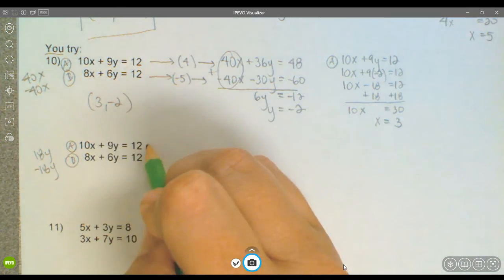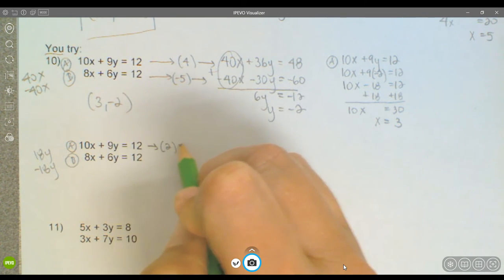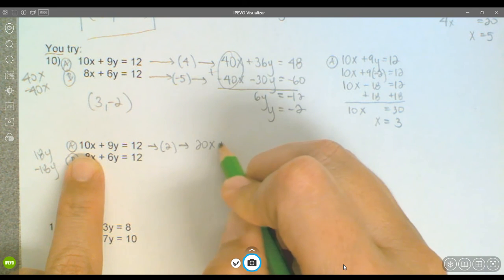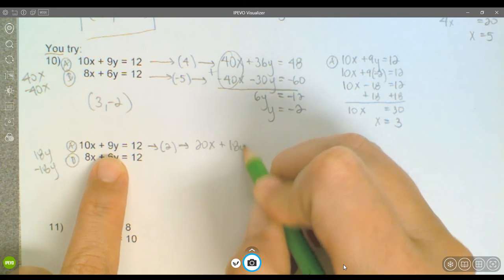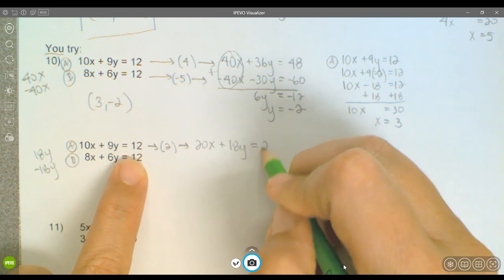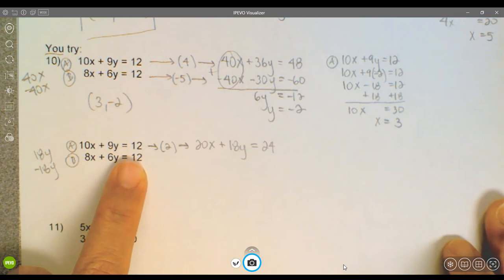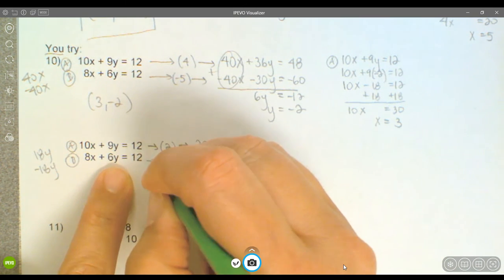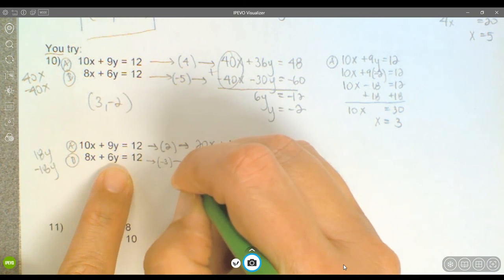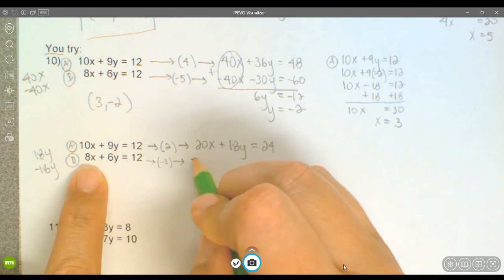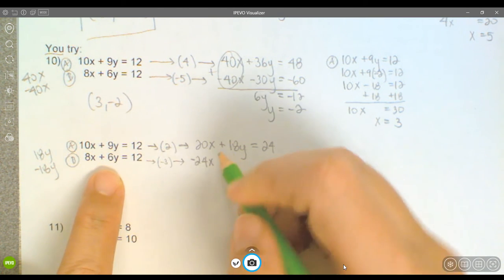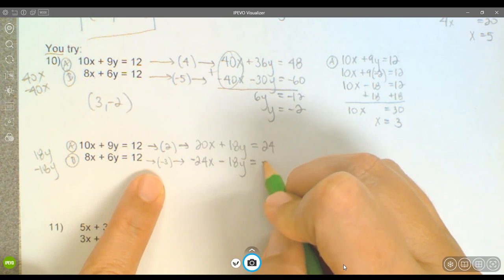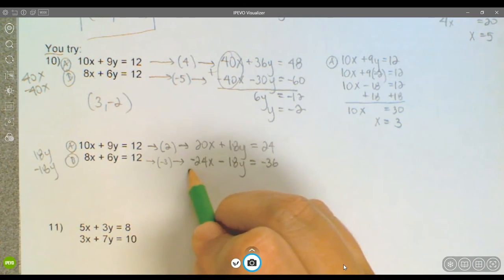Okay, so that means the top equation will get multiplied by 2. So 10x times 2 is 20x. 9y times 2 is 18y. 12 times 2 is 24. The bottom equation I need to be negative 18y. So let's multiply by negative 3. So we'll get negative 24x minus 18y equals negative 36.